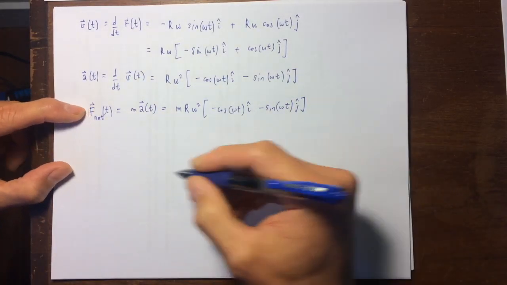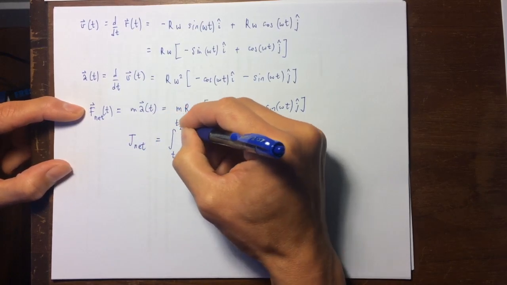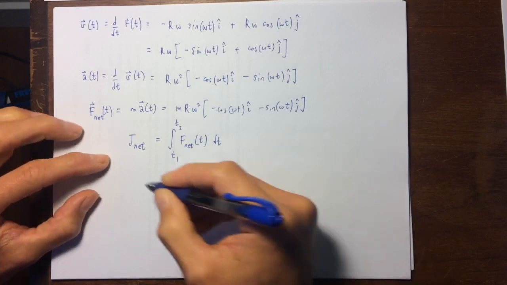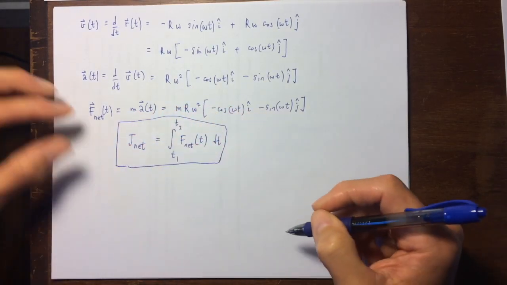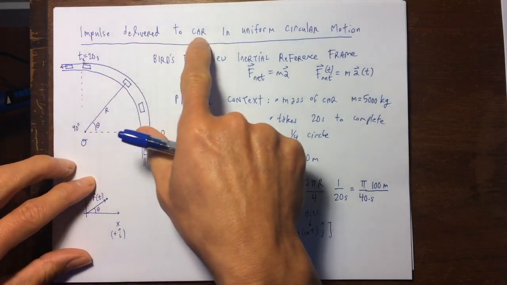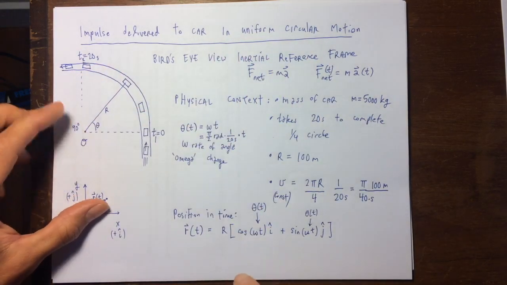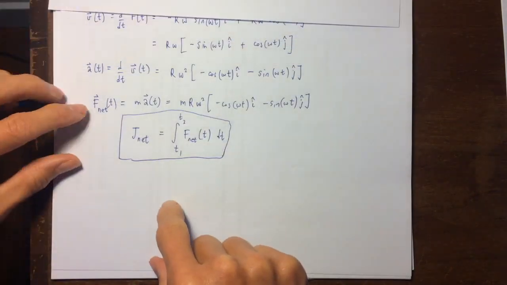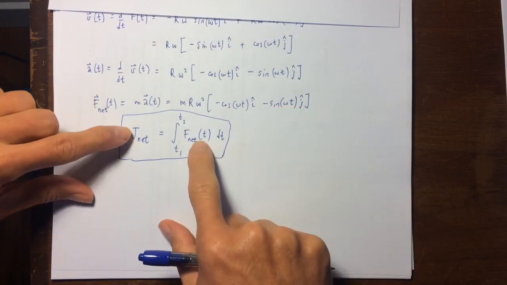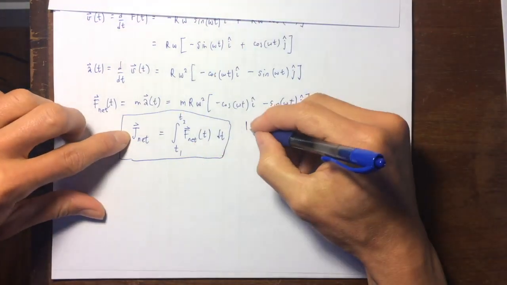And the reason I want this is so that I can calculate an interesting impulse. I want to study the problem of how much impulse is delivered to a car which is in uniform circular motion. So here's our car, and it's feeling a net force right here. It is a function of time, and if I know the net force as a function of time, I can calculate what's referred to as the impulse by the net force.